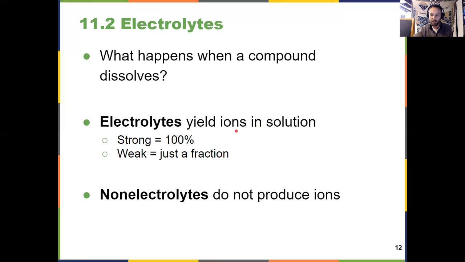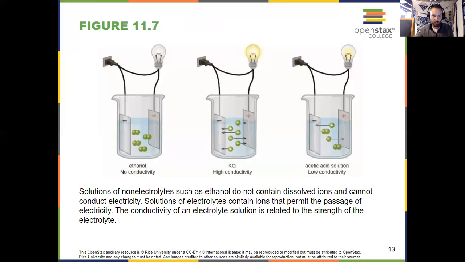It makes ions in solution, Na+ and Cl-. And that's determined by measuring conductivity. And that's where electrolyte comes from. Now, ethanol, for example, dissolves, but it's a non-electrolyte, so it doesn't conduct electricity. Okay. But potassium chloride here, strong electrolyte, fully dissociates. Okay. See how lit up that light bulb is?